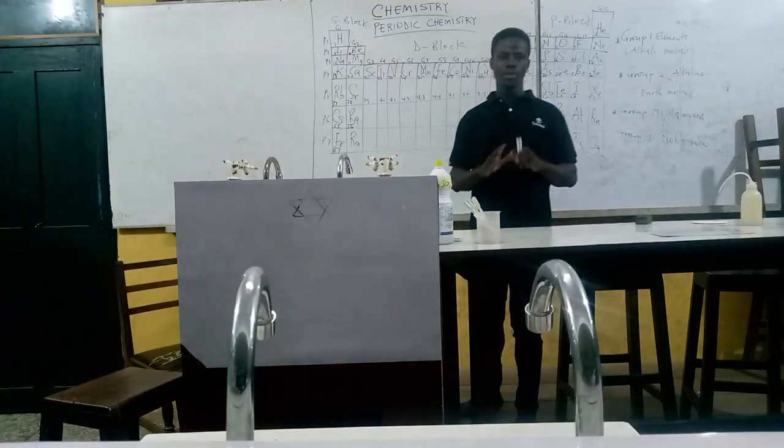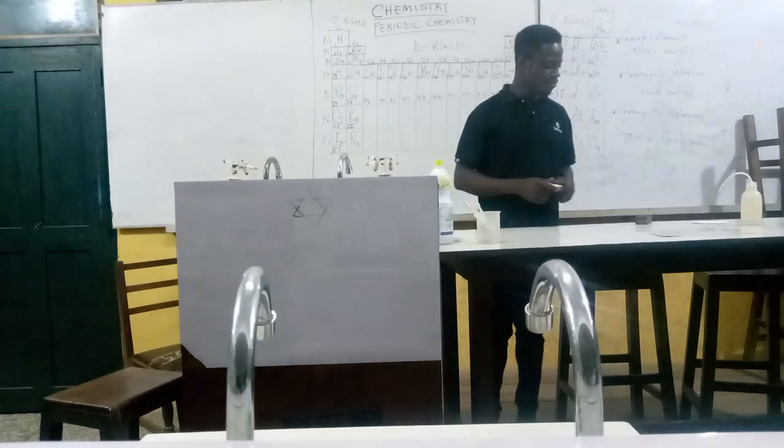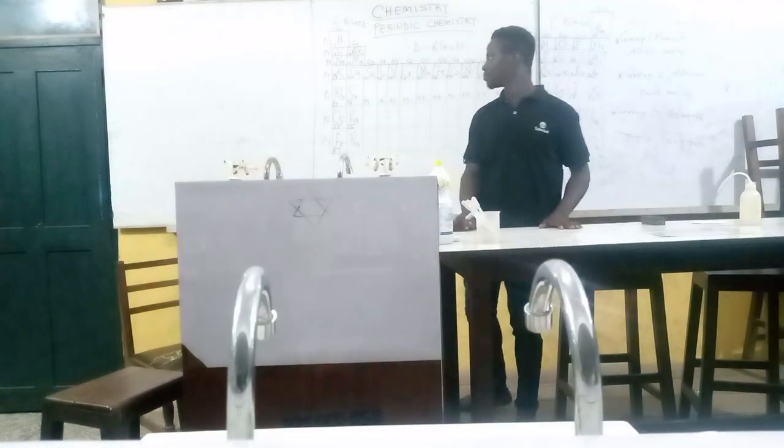Then we can also talk about group 18. We also have a family name we call the noble gases, or the inert gases, or the rare gases. So these are the family names. Now let's look at some characteristics of these elements.